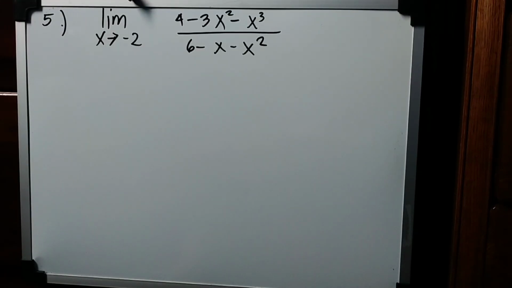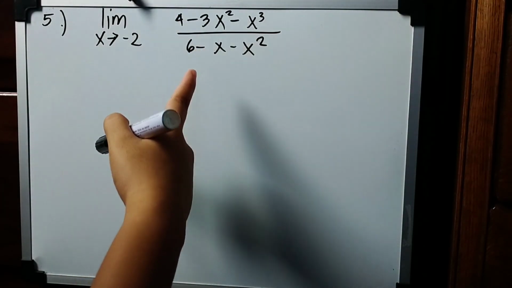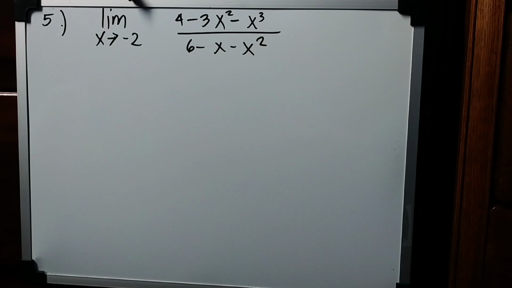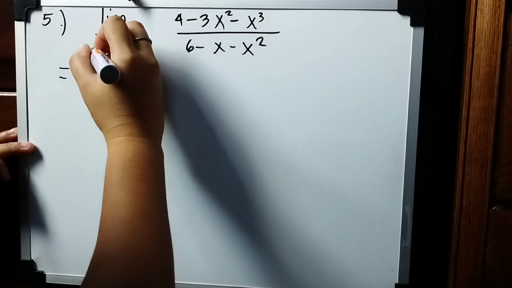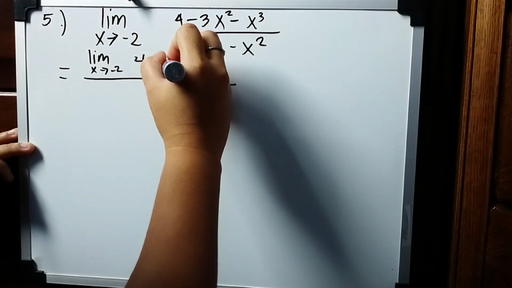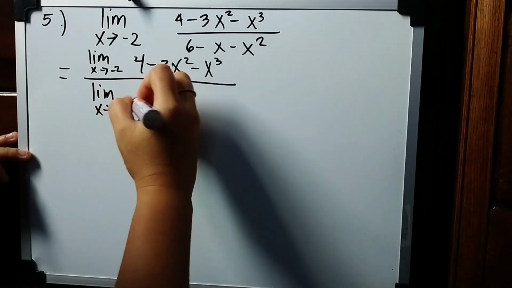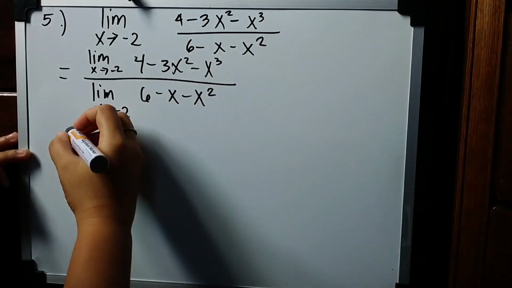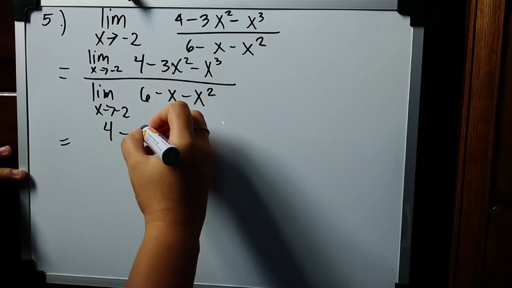So for our fifth example, we still have a function for which we're going to get the limit of 4 minus 3x squared minus x cubed all over x minus x squared, in which our limit approaches negative 2. So here's our solution. 4 minus 3x squared minus x cubed, and then for the denominator. And then we're going to substitute the value of negative 2 to the x's.